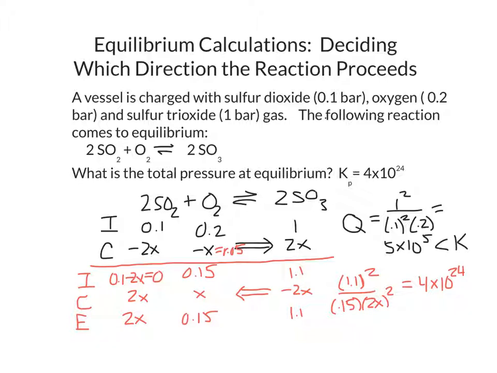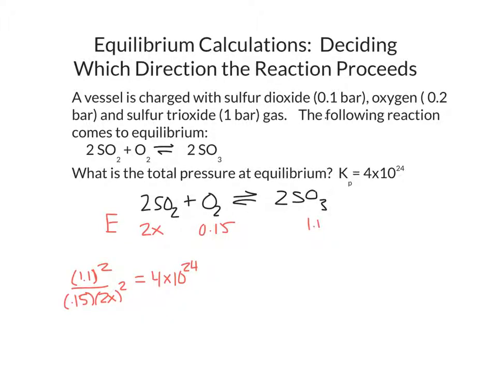And so now I should be able to just solve for x in this equation and find out the pressure of sulfur dioxide. And once I know the pressure of sulfur dioxide, which will be 2 times x, I can add up all of these pressures to get my total pressure. So to solve this problem, I'm going to divide both sides by 4 times 10 to the 24th and multiply both sides by 2x quantity squared.